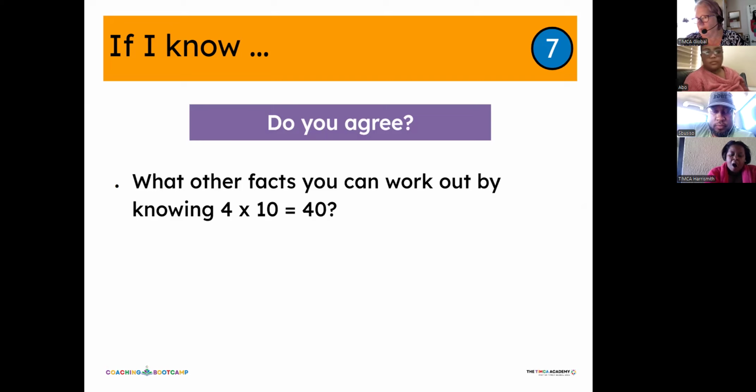Now, we did this last week with 3 times 5. Do you remember? Okay. So I'm going to give you 3 minutes. If you know 4 by 10 is 40, what other things can you work out? You might already know some facts, but you can also work other stuff out by working from that. You can work on your own or together, and then we'll come together and look at your responses and finish off. Yeah?